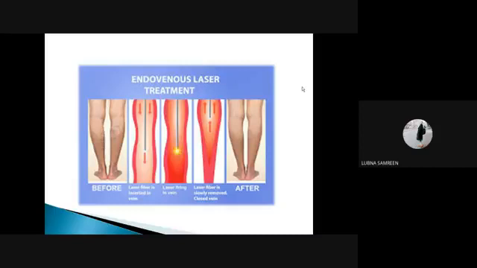And in this picture, you can see the before and after picture of varicose veins. After the laser therapy, the veins are completely faded and disappeared.